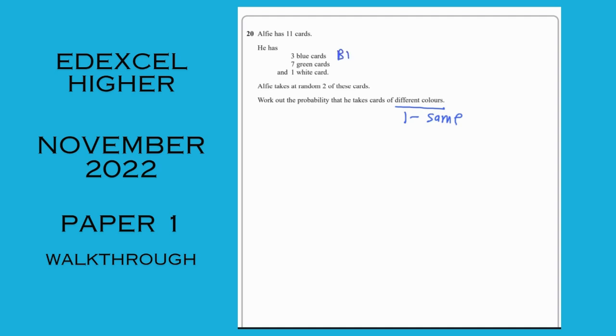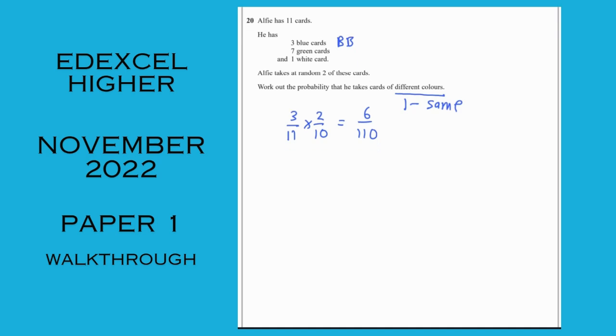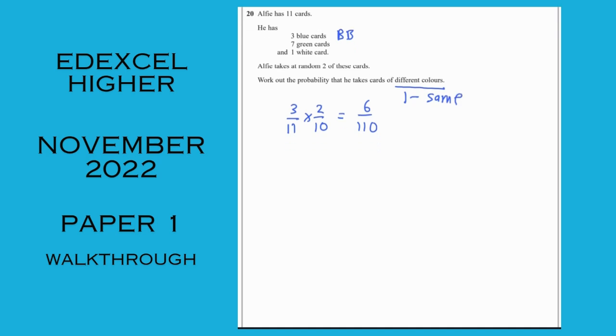We've got blue, blue. So first blue would be 3/11. Second blue, 2/10. Each needs to be reduced by 1. That gives us 6 over 110. Don't bother cancelling down, it's non-calc. Doesn't ask you to, why waste time? Then we do green, green. Notice, white, white is impossible, so don't even bother with it.